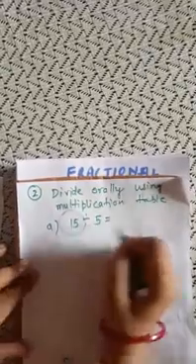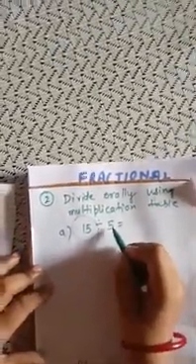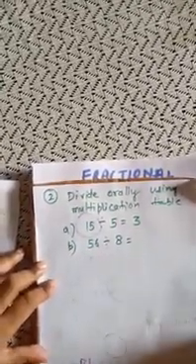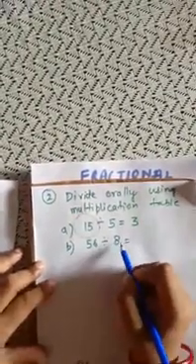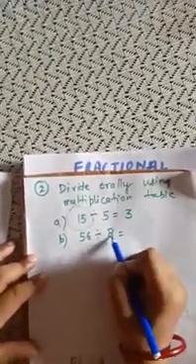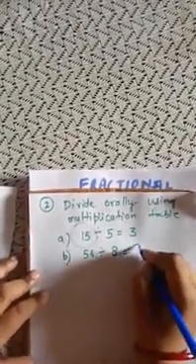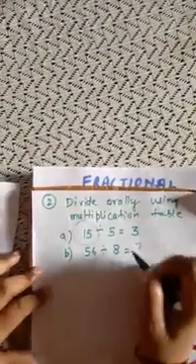Multiplication tables. Okay, children? Now let's start with A. 15 divided by 5. So what will be the answer? Let's start the table of 5. 5 ones are 5, 5 twos are 10, 5 threes are 15. So here answer is 3. Now come to B. 56 divided by 8. So let's start the table of 8. 8 ones are 8, 8 twos are 16, 8 threes are 24, 8 fours are 32, 8 fives are 40, 8 sixes are 48, 8 sevens are 56. So here answer is 7.